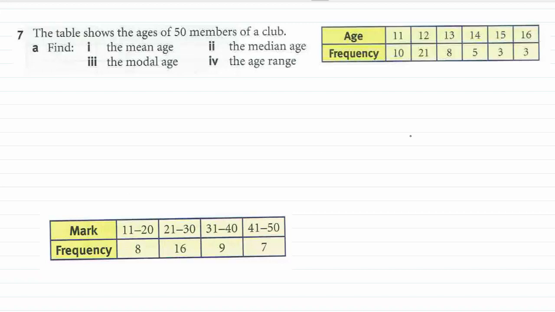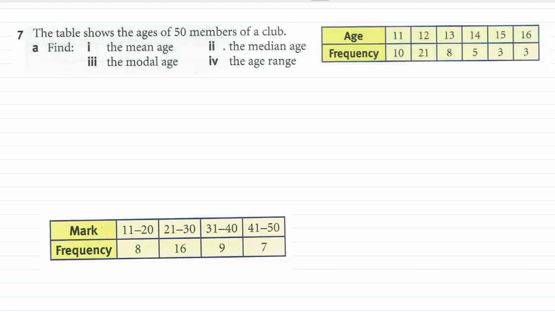When we have a frequency table like this, frequency stands for number of repeats. So age 11 is repeated 10 times in this group, in this 50 members. Age 12 is repeated 21 times. Age 13 is repeated 8 times. So frequency stands for number of repeats.